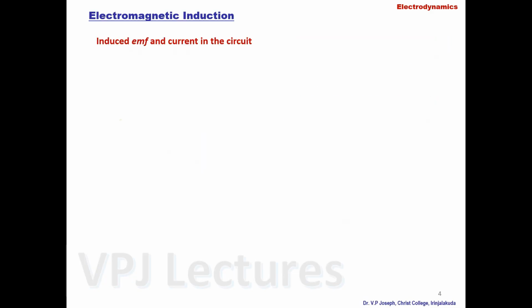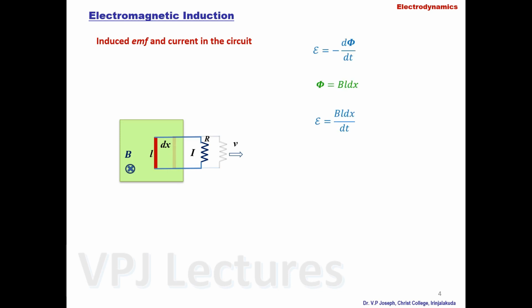Now, the induced EMF and the induced current associated with the circuit can also be derived. For that, let us assume we are slightly moving the circuit in the forward direction like this. So this is the new position. Initially, this was the position, and now it is moved forward, so there is a displacement dx. The area associated with that movement is given by L into dx.